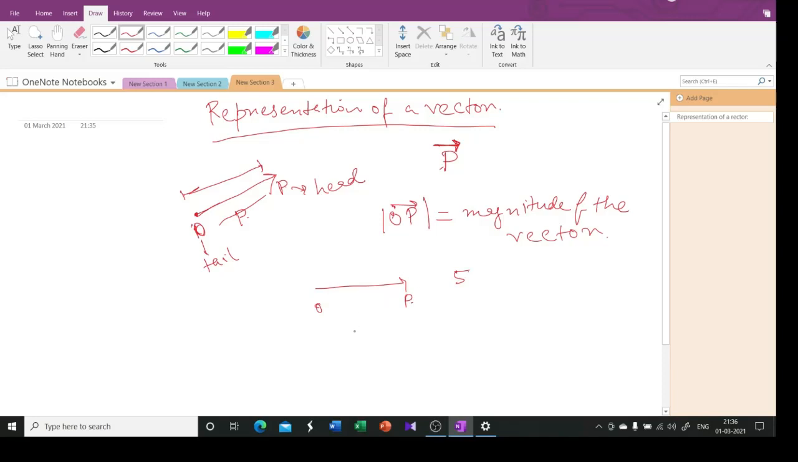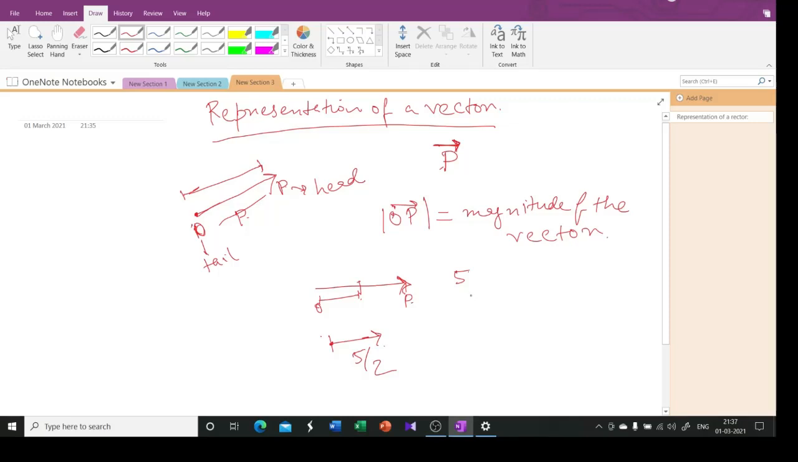So if we want to represent another vector that goes in a similar direction but has half the magnitude, we would simply divide it into half, take this length and draw that length. This vector would have magnitude 5 by 2. Here we're talking about magnitude only. All right. So you are getting a sense of this. This is why the magnitude of a vector is important.